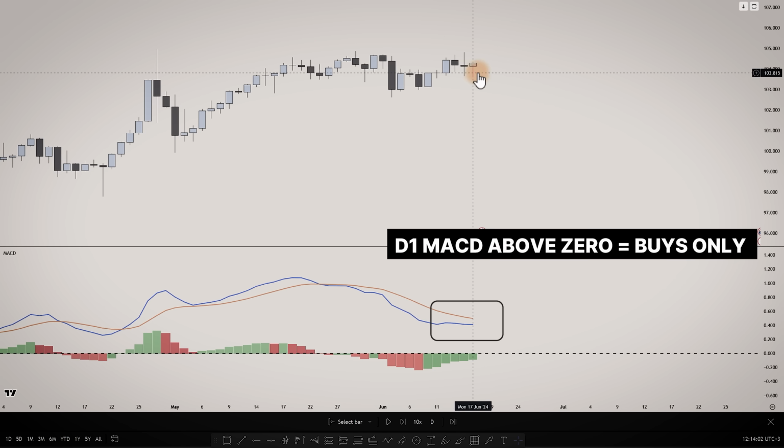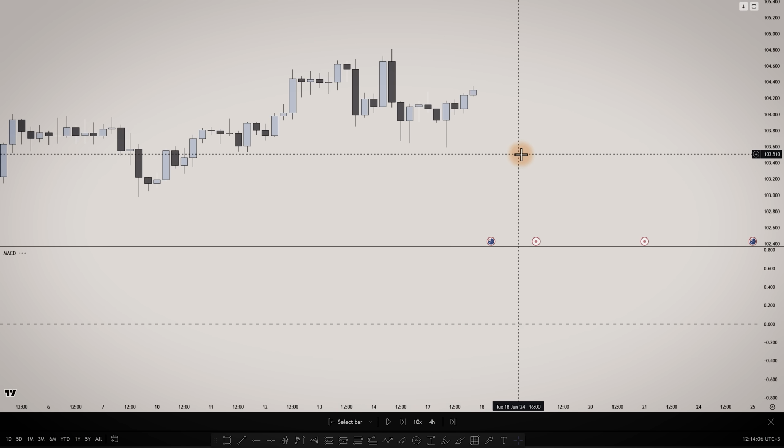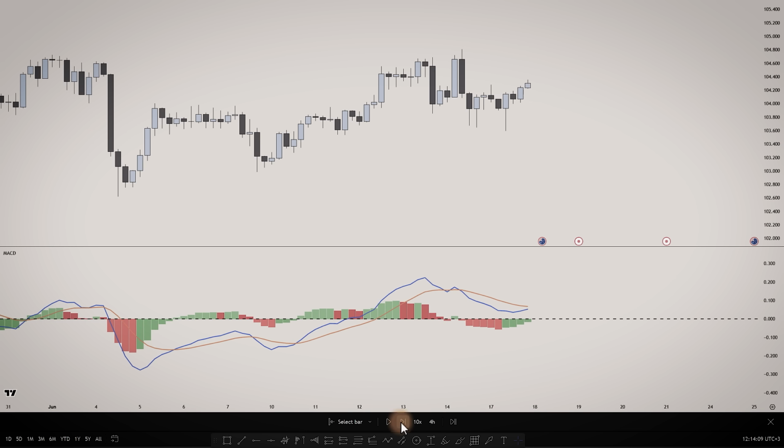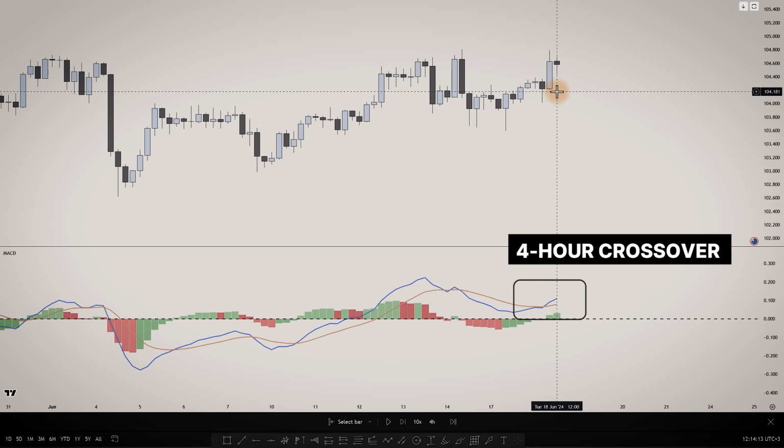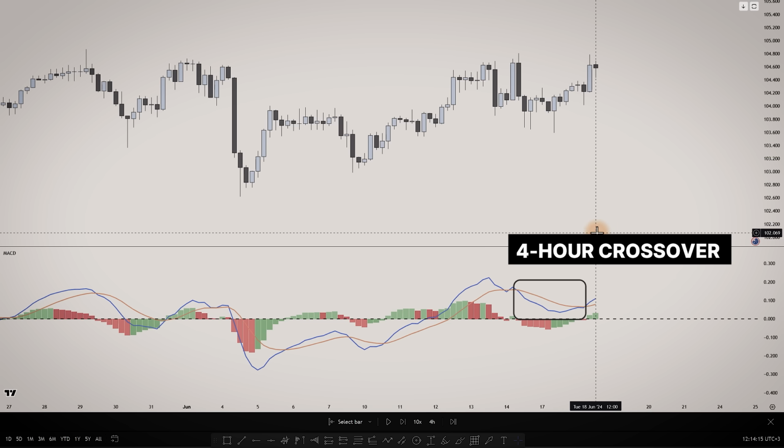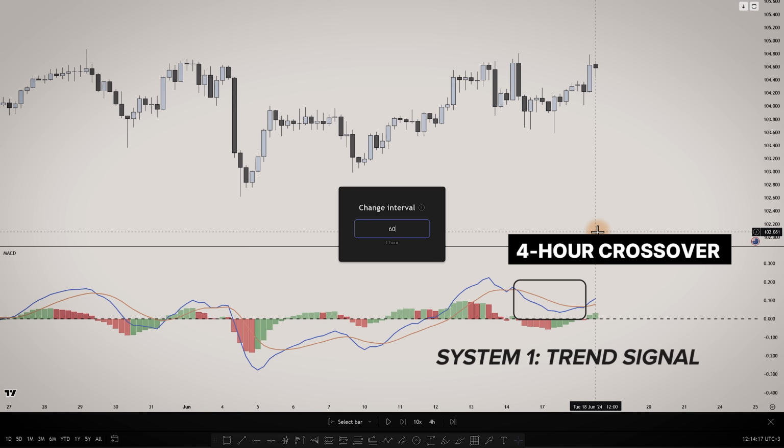Here's a trade. Daily MACD is above 0. I'm only looking for buys today. That's my bias locked in. There's a crossover on the 4-hour chart happening. And that's far enough from 0. System 1 is giving me a trend signal.